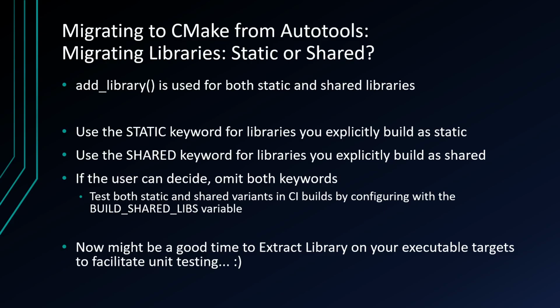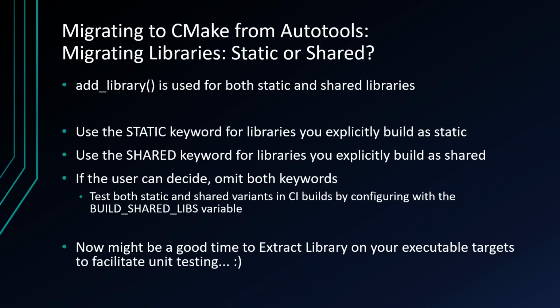CMake can build both. You specify a STATIC keyword to add_library if you want to explicitly mark the library as static. And similarly, there's a SHARED keyword to explicitly mark a library as shared. But a lot of packages let the user decide whether the library is built as shared or as static, in which case you omit the keyword and let CMake decide based on the setting of a CMake variable. The BUILD_SHARED_LIBS variable will control what the default behavior is for add_library when the keywords STATIC or SHARED are missing.